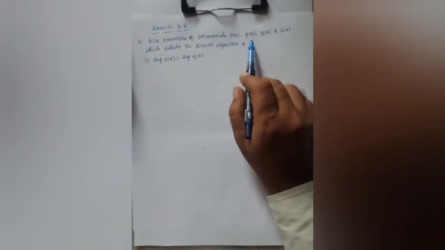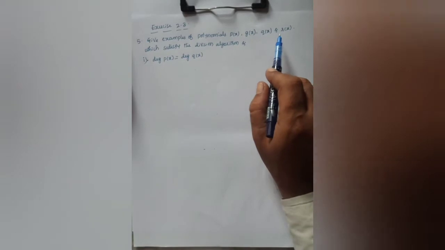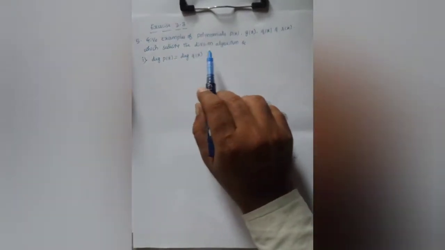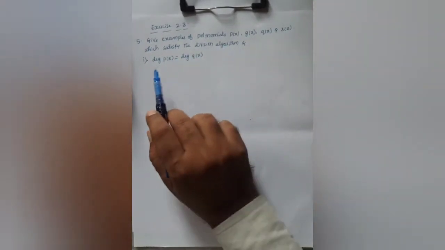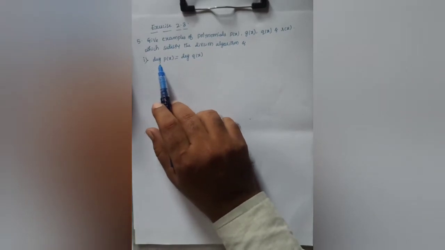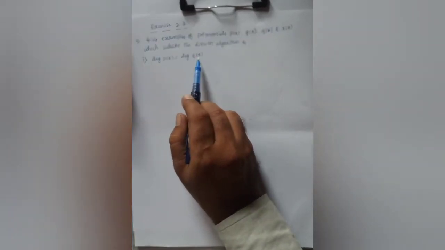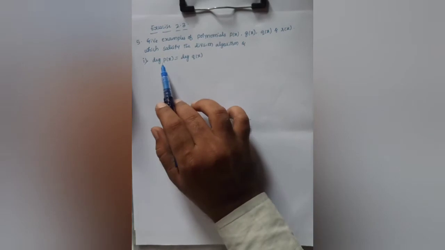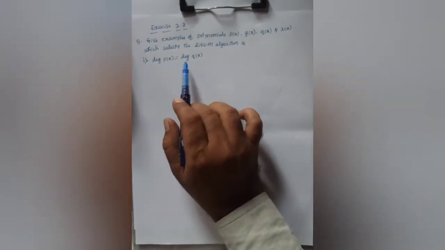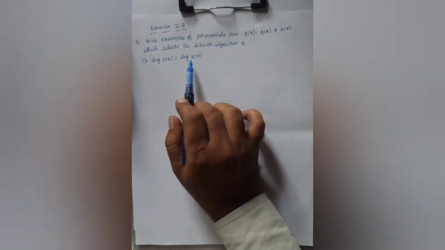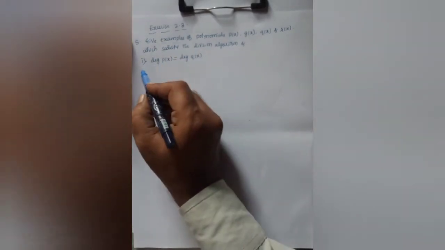Give examples of polynomials p of x, g of x, q of x, and r of x which satisfy the division algorithm. The first question is: degree of p of x is equal to degree of q of x. Such type of example you have to give now.